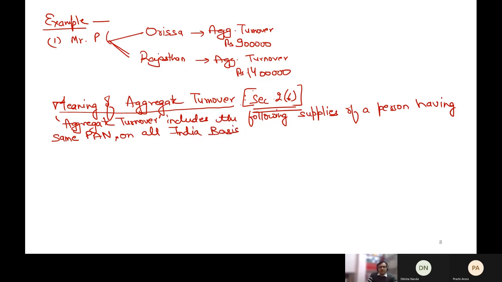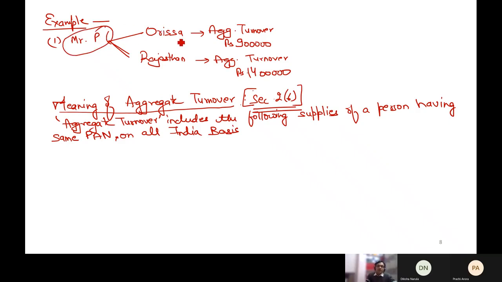Now if I have two offices, so I am the owner. The states are different, but the PAN number is the same. PAN number is of Mr. P. In the above example, PAN number is of Mr. P. States are different because the Act says that in every state I need to apply. So the PAN number will go common.